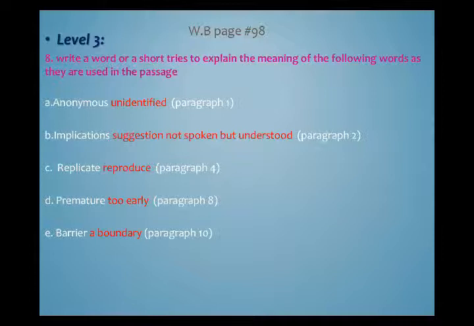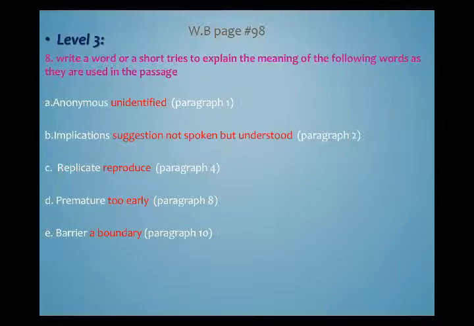Now we have level 3: write a word or a short phrase to explain the meaning of the following words as they are used in the passage. First, we have the word anonymous. It was used in the first paragraph, and we have to try to explain the meaning as it is used in the passage. Anonymous means undefined, unidentified.